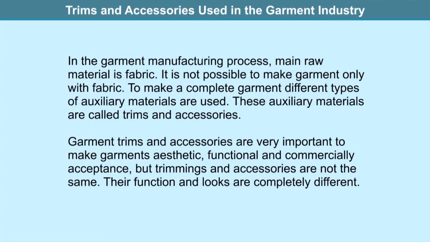Trims and accessories used in the garment industry. In the garment manufacturing process, the main raw material is fabric, but it is not possible to make a garment only with fabric. To make a complete garment, different types of auxiliary materials are used. These auxiliary materials are called trims and accessories.